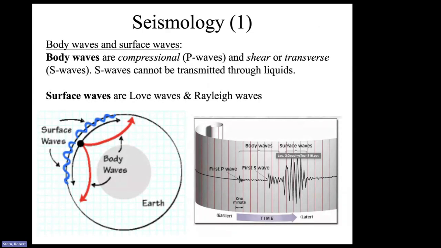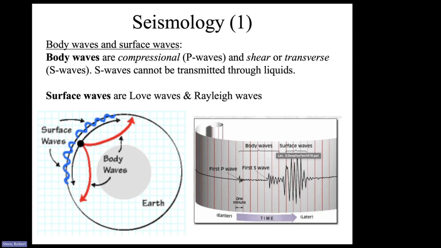So seismology. We're going to be talking about this over and over. There are two kinds of seismic waves: body waves and surface waves. The body waves are ones that are transmitted through the solid body, and surface waves are ones that are transmitted along the interface. The body waves are two types. One of them is compressional. We'll call them P waves, and we'll talk about V sub P as P wave velocity. And then there are shear or transverse waves, S waves. We'll talk about V sub S.